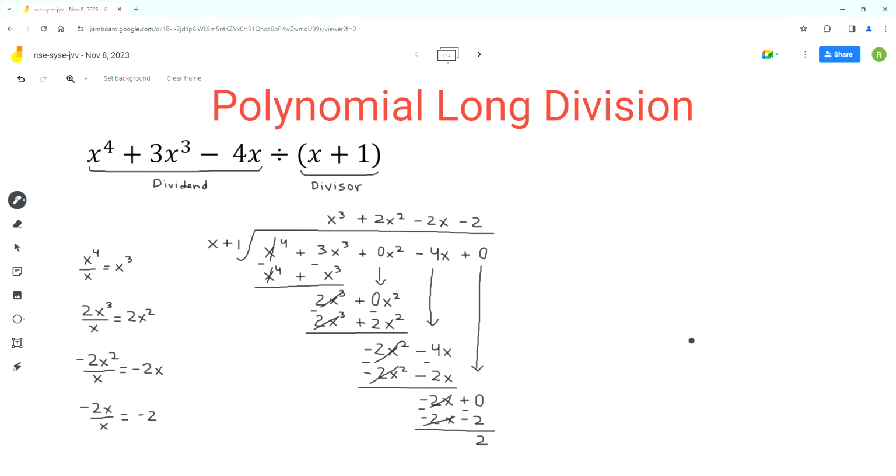These are the steps to do this polynomial long division. Polynomial long division ends at this step because the degree of this term is less than the degree of the divisor. So 2 here represents the remainder of this division, and the expression we wrote at the top is the quotient of this division.